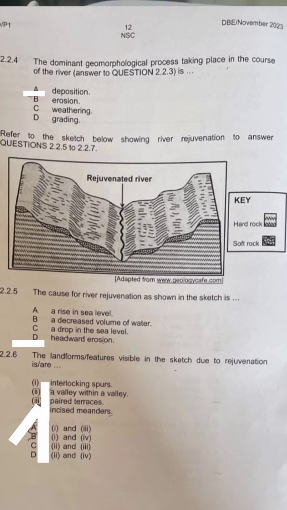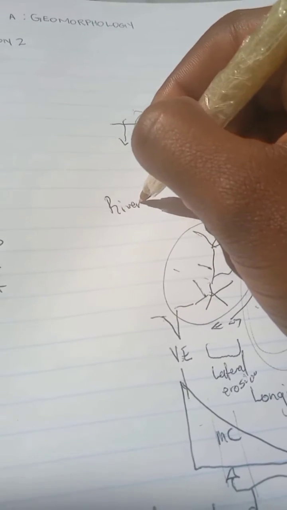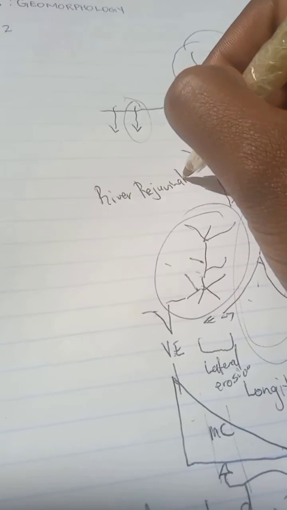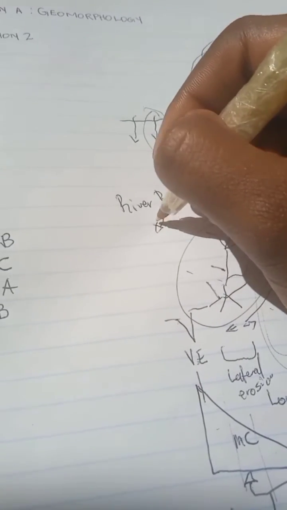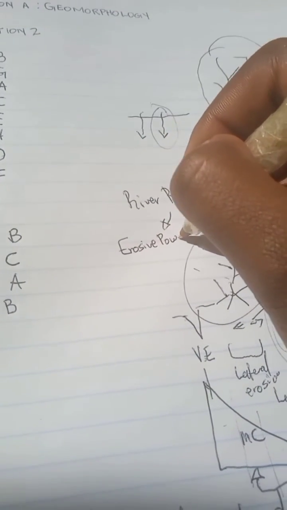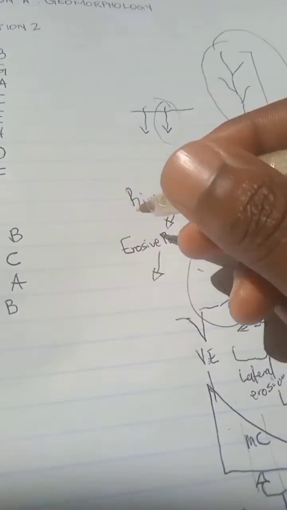So we have a key showing hard rock, soft rock. Of course, the soft rock is mainly easy to erode. Okay, fine. This landform, of course, is a result of river rejuvenation. Remember, in river rejuvenation, you're actually giving the river energy. So what results really is that its erosive power increases. So it's able to erode more. Okay. So it increases its erosive power, and by that it forms.